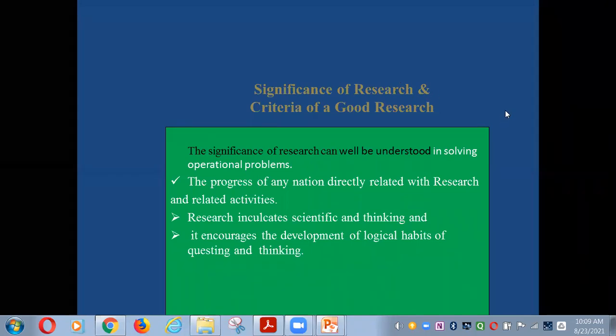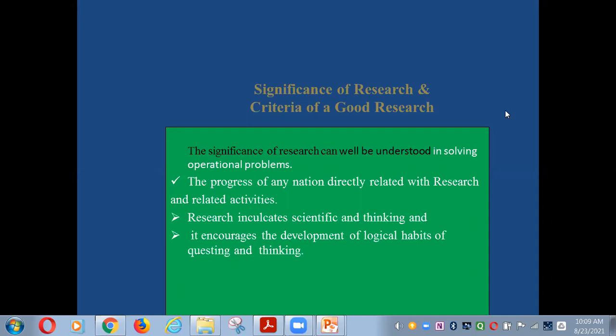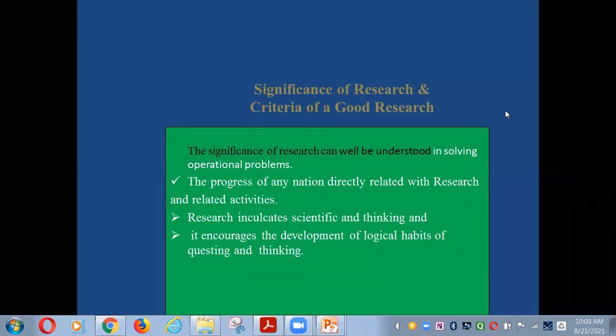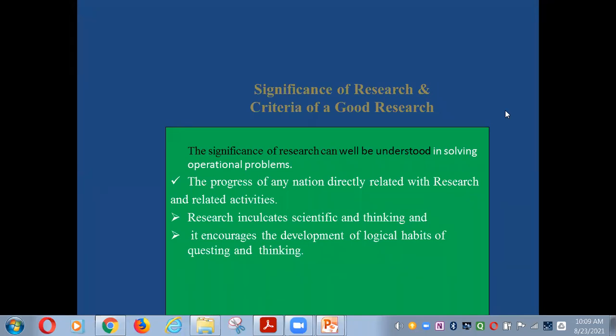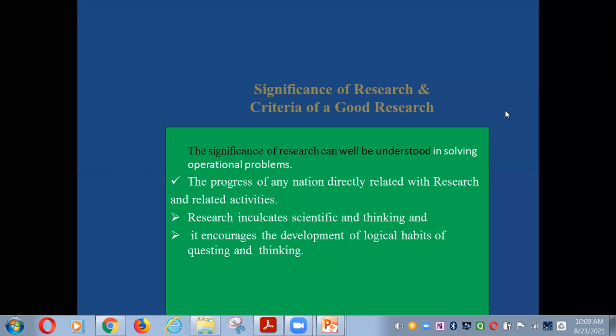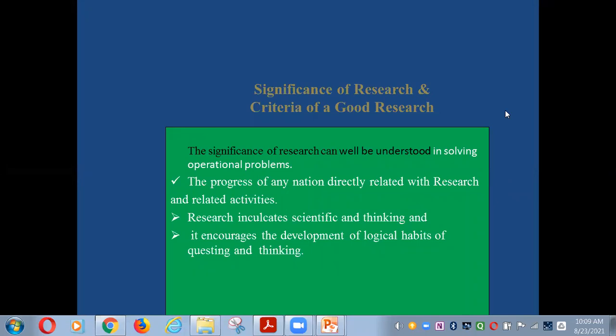Today's topic of this FDP is research methodology, the significance of research and criteria of a good research. So please let me know that I am audible. Yes, please, I am audible. Screen is visible. I want to know two things: one, is the screen visible, and the other, am I audible? Yes, sir. Okay, so let us start with this very important topic.